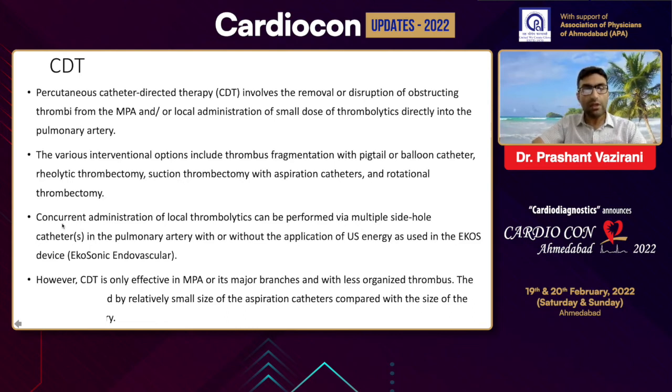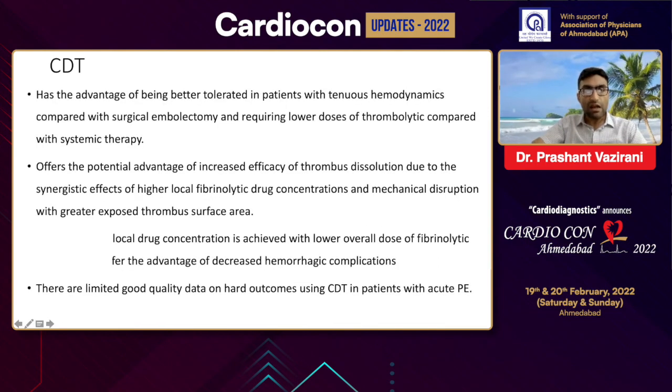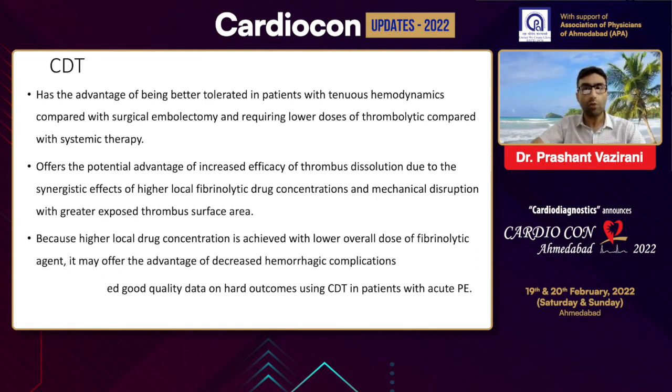The efficacy is limited by the relatively small size of the aspiration catheters compared with the size of the main pulmonary artery. It has the advantage of being better tolerated in patients with tenuous hemodynamics compared with surgical embolectomy, and requires a lower dose of thrombolytics compared to the systemic one. It has the advantage of increased efficacy of thrombus dissolution due to synergistic effects of higher local thrombolytic drug concentration and mechanical disruption with greater exposed thrombus surface area.